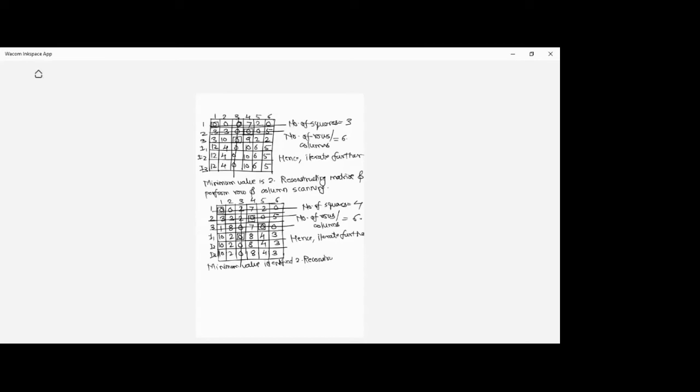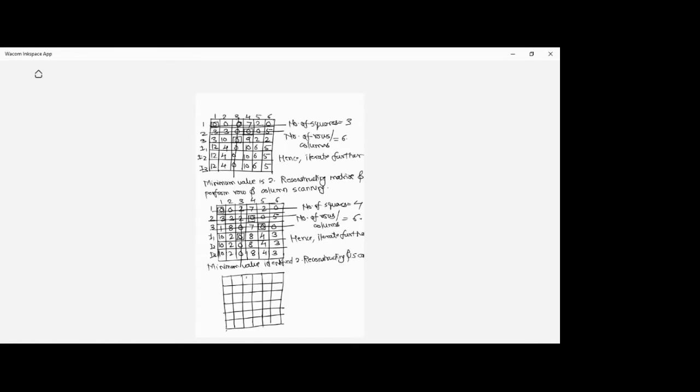Reconstructing and scanning, right? So 1 2 3 4 5 and 6. So here we have 1 2 3 4 5 and lastly 6, right? So let's go with the intersection.